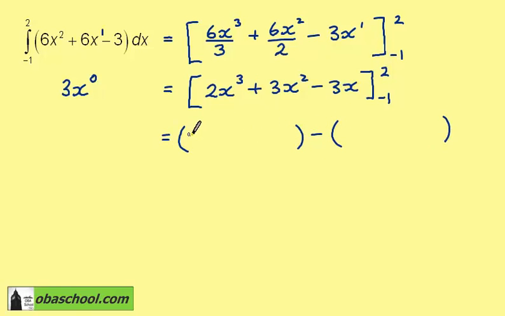The first bracket has the expression evaluated with the top limit, so we substitute 2 in for x, and the second bracket is evaluated using the bottom limit, so we substitute -1 in for x.